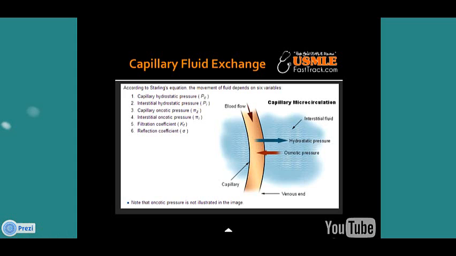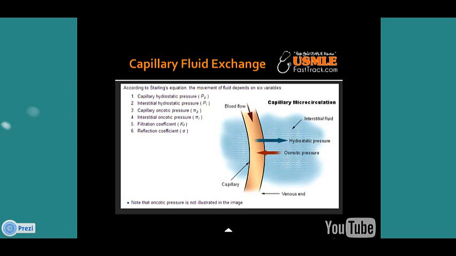What is the equation of net filtration pressure? The equation for net filtration pressure is P net equals, you first take the capillary pressure and you subtract the interstitial fluid pressure. Secondly, you take the plasma colloid osmotic pressure and you subtract the interstitial fluid colloid osmotic pressure. Whatever answer you get for the first part, you subtract the second part, and that will give you the P net.